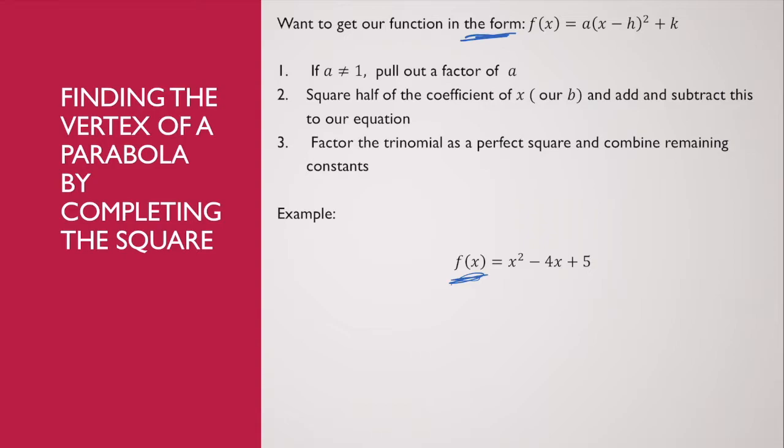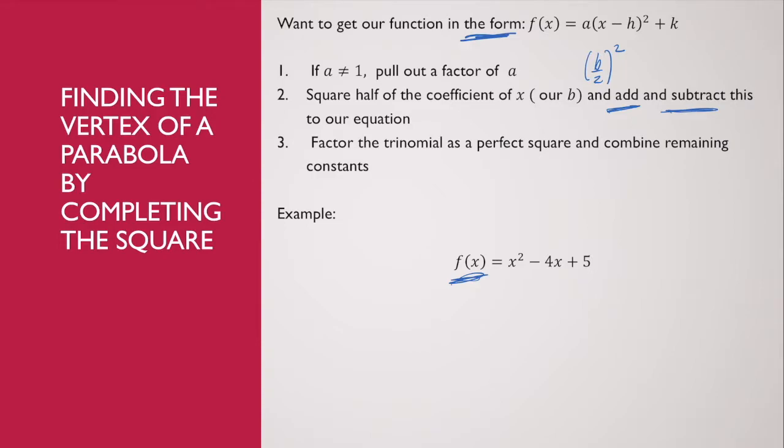Then we're going to square half the coefficient of x, our b, so like b over 2 squared, and add and subtract this to our equation. If I add something and I subtract it at the same time, it's like I did nothing, right? It's like I added 0. Then we're going to factor the trinomial as a perfect square and combine the remaining constants.